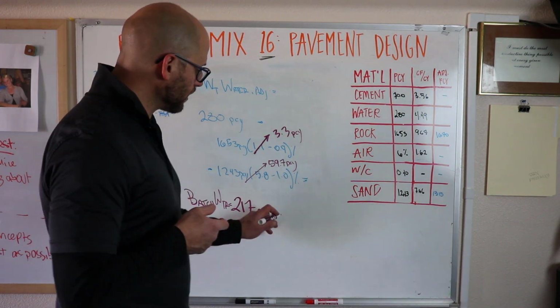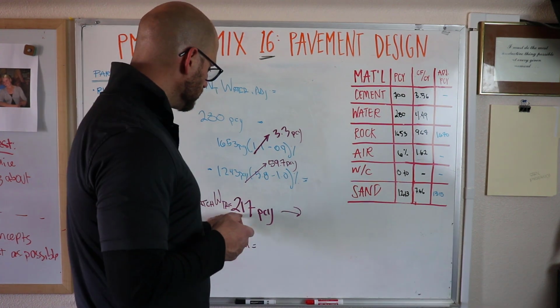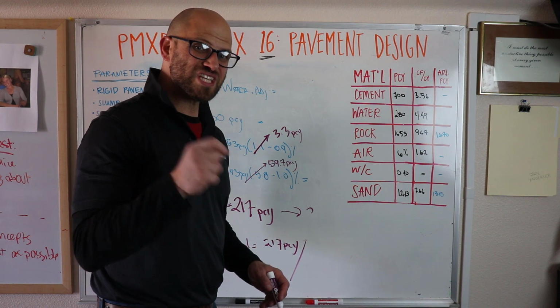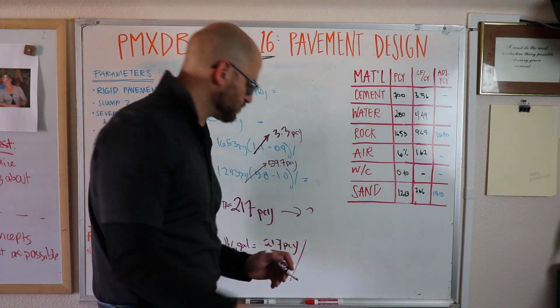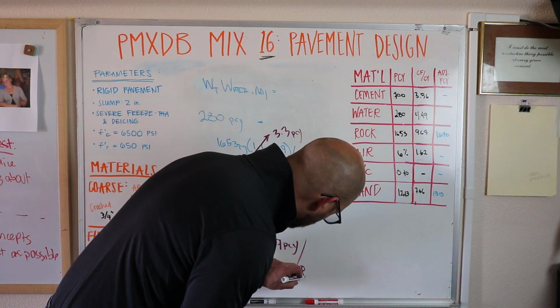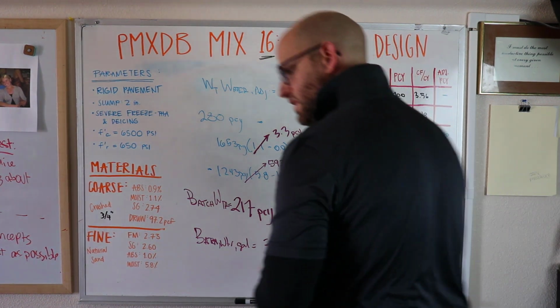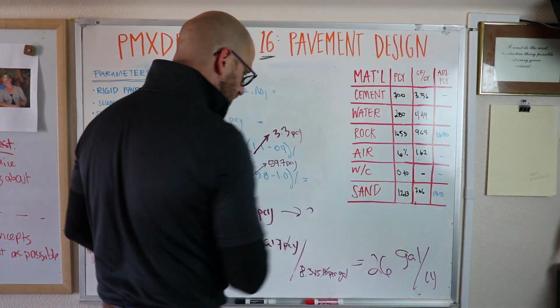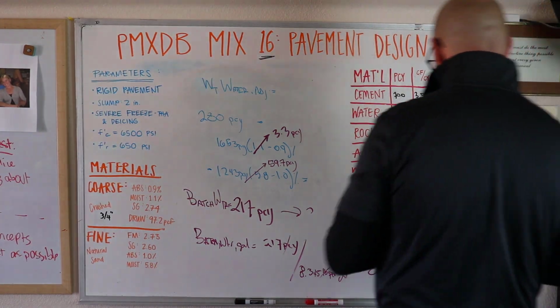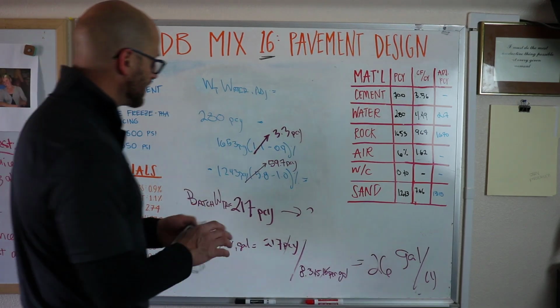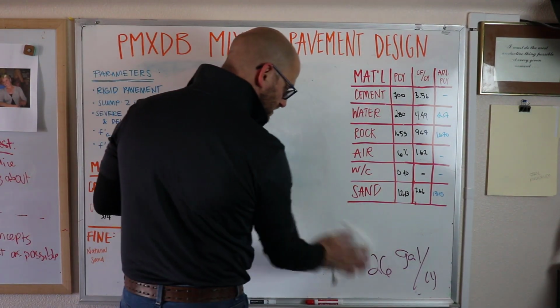And if we want to convert it to gallons, you divide your 217 by the conversion, which is 8.345 pounds per gallon. That's 26 gallons per cubic yard. And let's go ahead and drop in our last: 217 pounds per cubic yard, or 26 gallons even. We've got our mix design.